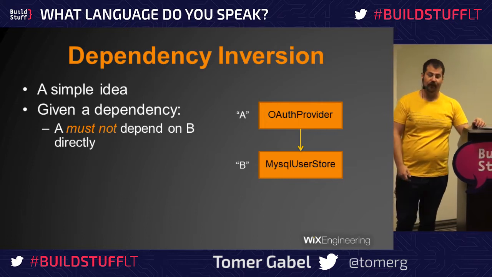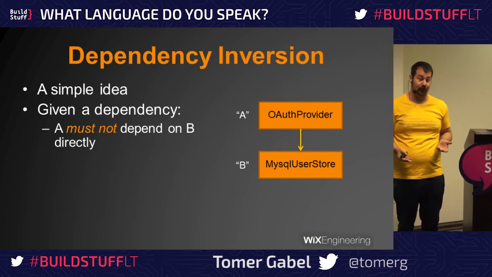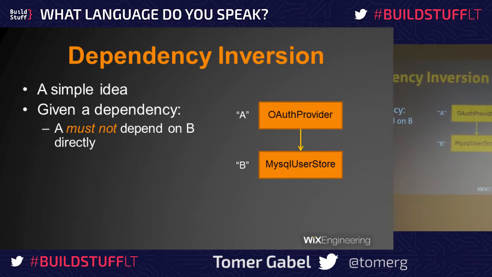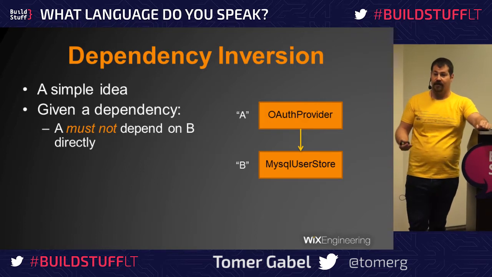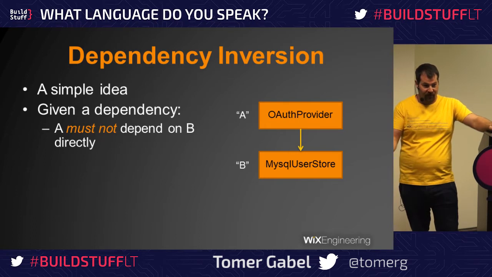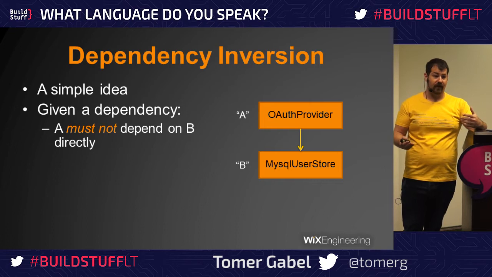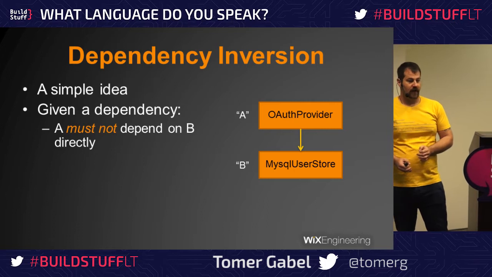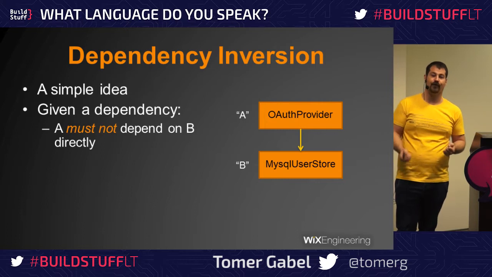Basically, what it means is if you have two services, two components, two classes in your system, whatever you choose to call them, two moving parts that comprise your software system, and there's a dependency between them. So in this example, your OAuth provider might be dependent on some type of user store in order to store the user data somewhere in order to authenticate. The principle stipulates that you shouldn't be depending directly on concrete implementations. Your OAuth provider should not be depending directly on your MySQL user store.